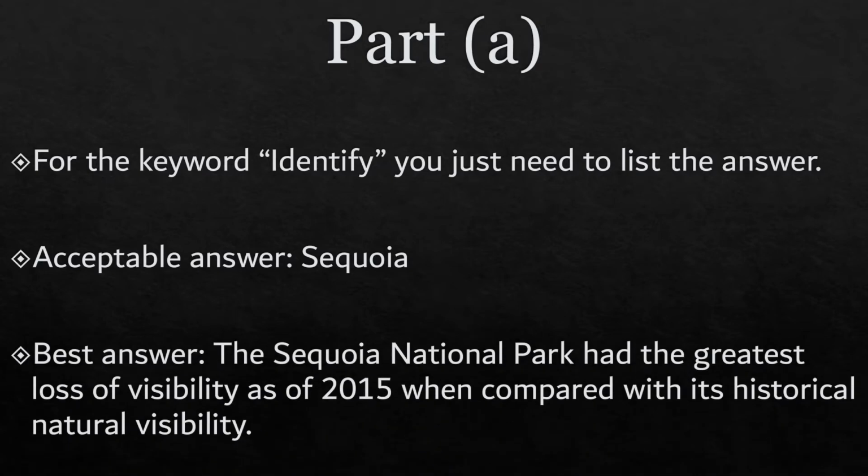The best answer would be: Sequoia National Park had the greatest loss of visibility as of 2015 when compared with its historical natural visibility. The reason why is we always want to be answering in complete sentences. That was just a rephrasing of it, but the student listed just Sequoia National Park.